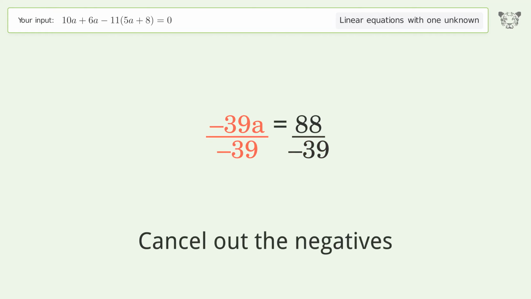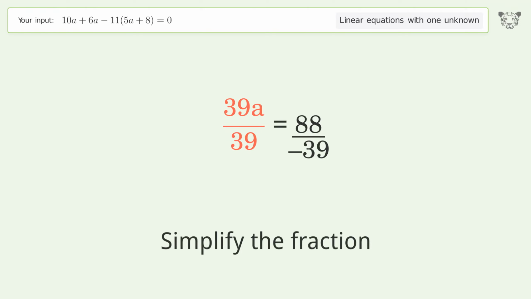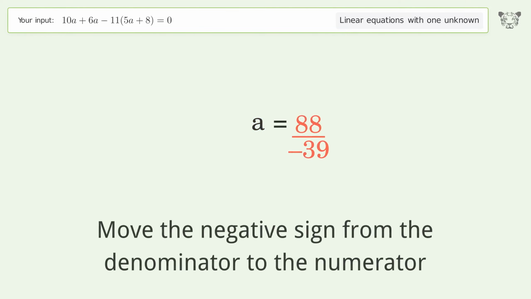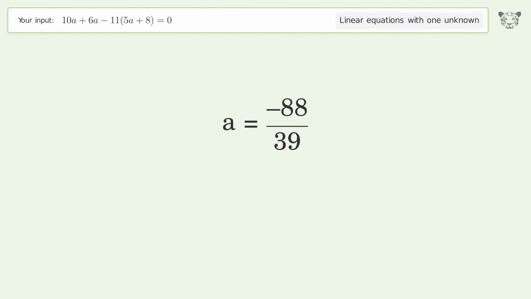Cancel out the negatives. Simplify the fraction. Move the negative sign from the denominator to the numerator. And so the final result is a equals negative 88 over 39.